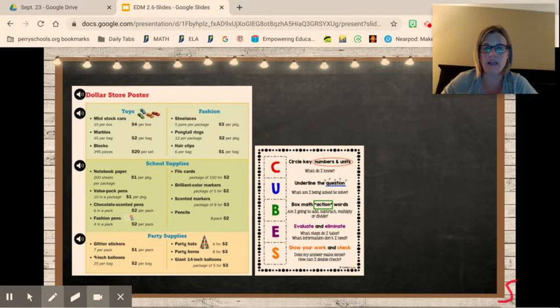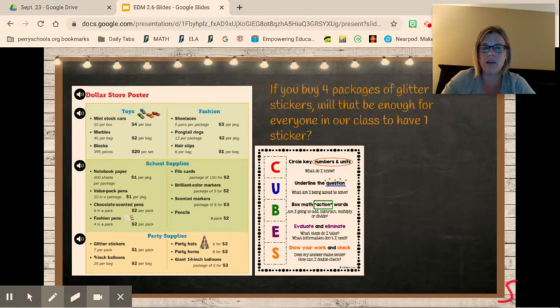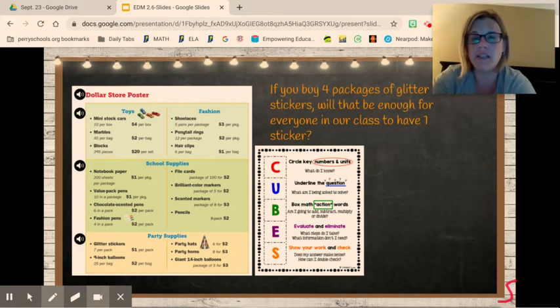Okay, looking at the next one. Again, I have my poster, and I'm going to be looking at using cubes. It says, if you buy 4 packages of glitter stickers, will you have enough for everyone in our class to have 1 sticker? So I'm going to go through and think about the numbers that I have and going through cubes to figure this out. So I can see 4 packages and 1 sticker.